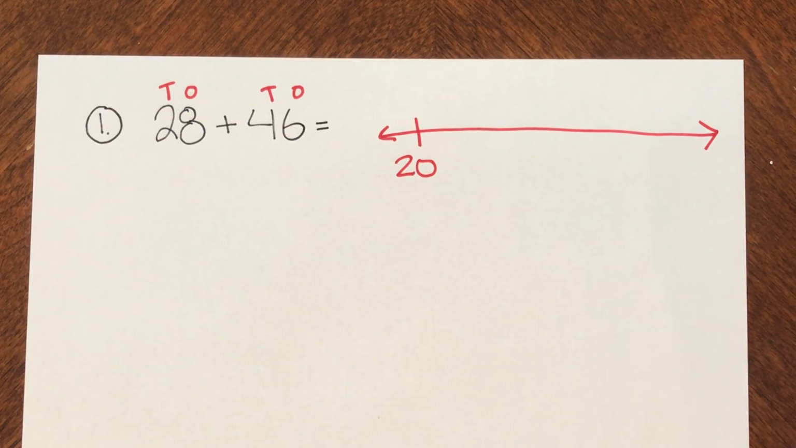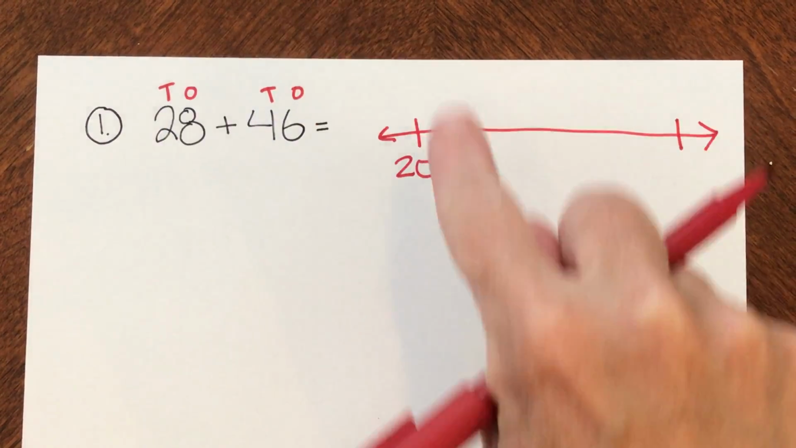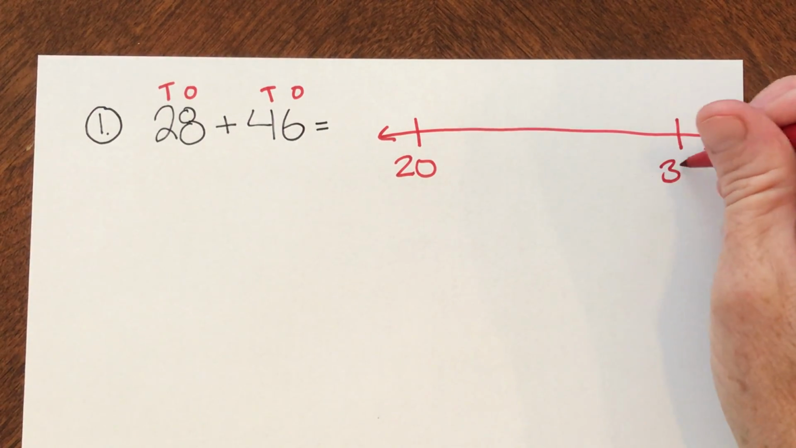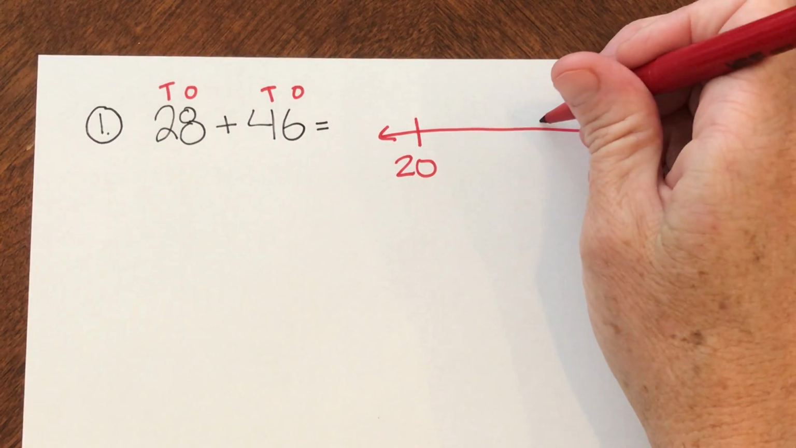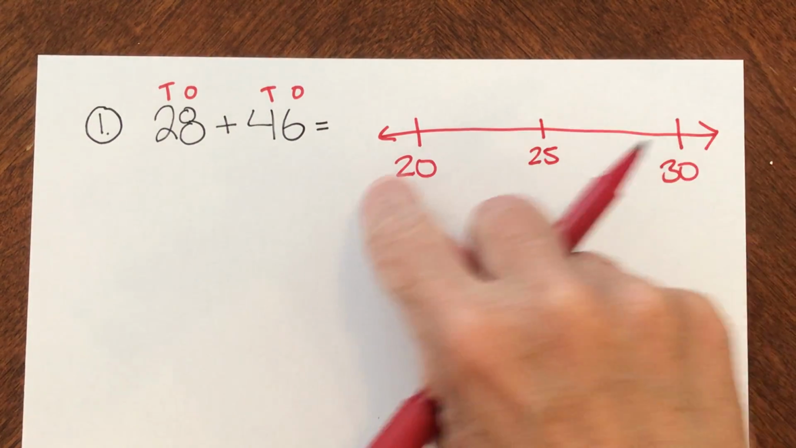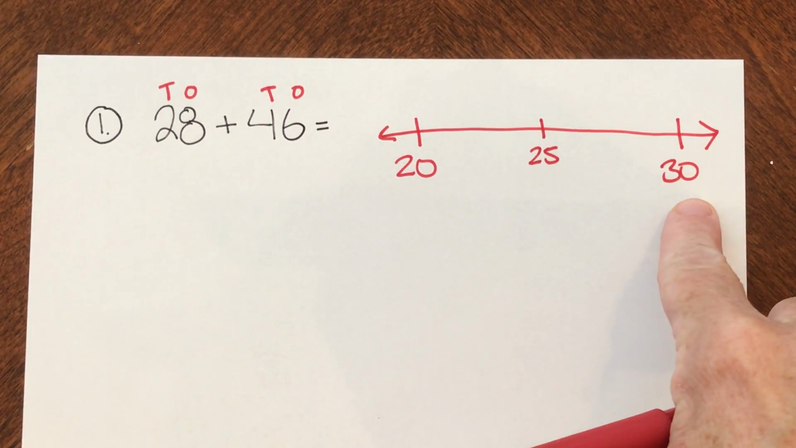So I'm going to put that on my number line. And if I'm in the tens column, 10 more than 20 is 30. And my midpoint between 20 and 30 is 25. So that's how I'm going to set up my rounding number line: 20, midpoint 25, and 30.